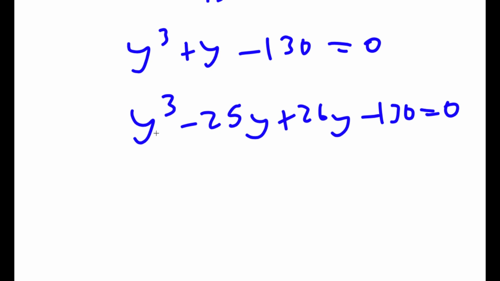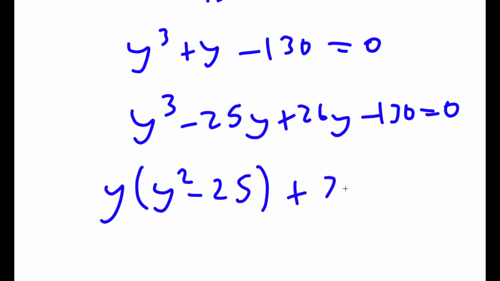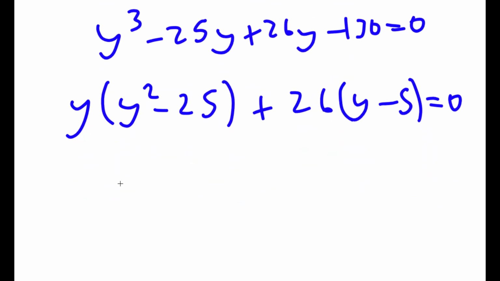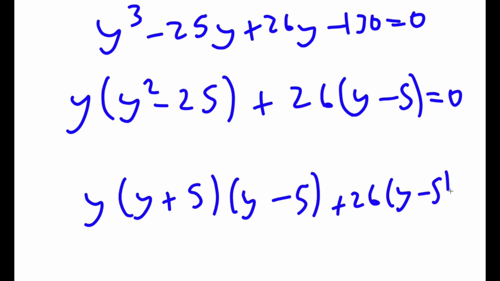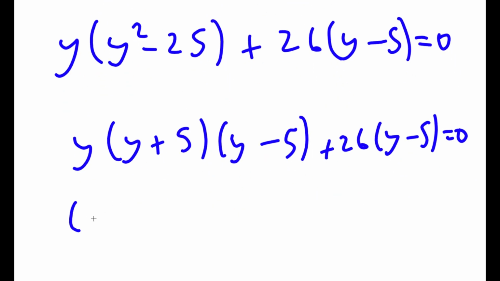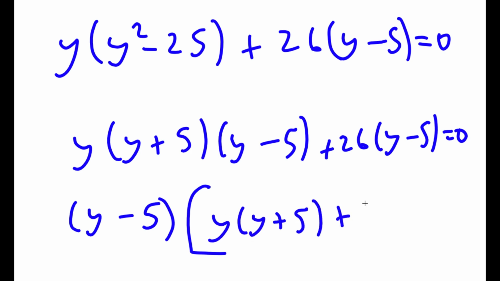And now y to the power of 3 minus 25y, the greatest common factor is y. So I get y times y squared minus 25 plus 26y minus 130, the greatest common factor is 26, so I get 26 times y minus 5 is equal to 0. And y squared minus 25, that's the same thing as y plus 5 times y minus 5. And now if I factor out y minus 5, I get y minus 5 times y plus 5 plus 26 is equal to 0.